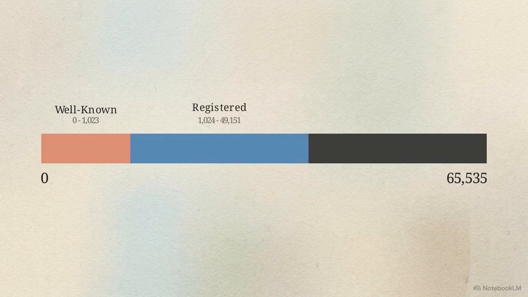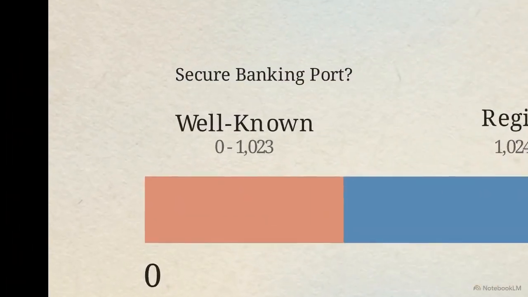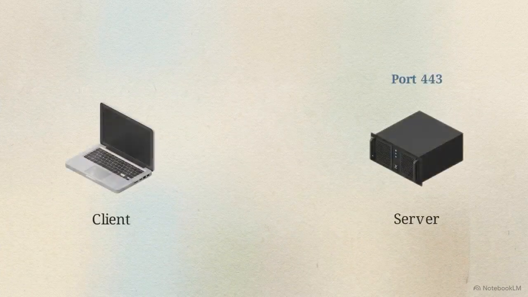This spectrum breaks down 65,535 ports into 3 zones: well-known up to 1,023, registered up to 49,151, and dynamic up to 65,535. Test your recall. Which port loads a secure banking website?